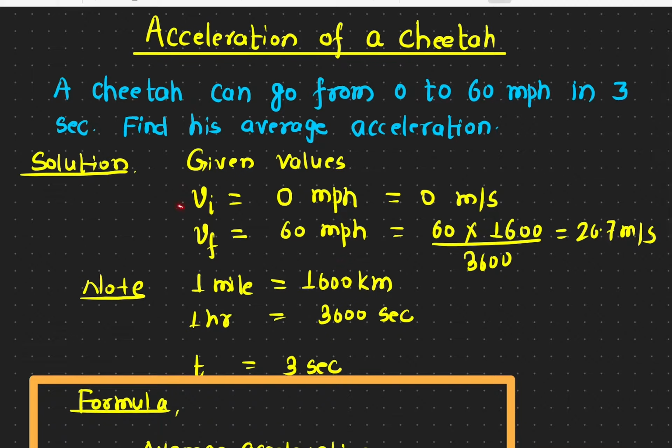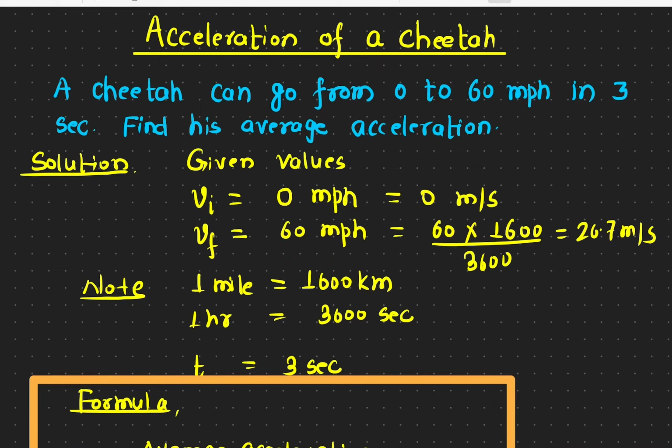We know the initial speed of the cheetah is 0 miles per hour because it is starting from a rest position. And we have to convert all the miles per hour into SI units, and the SI unit is meters per second. So all the distance must be written in meters, and all the time must be in seconds. So we have to convert miles per hour to meters per second. The final speed is 60 miles per hour, so we have to convert this number, the miles per hour, to meters per second.